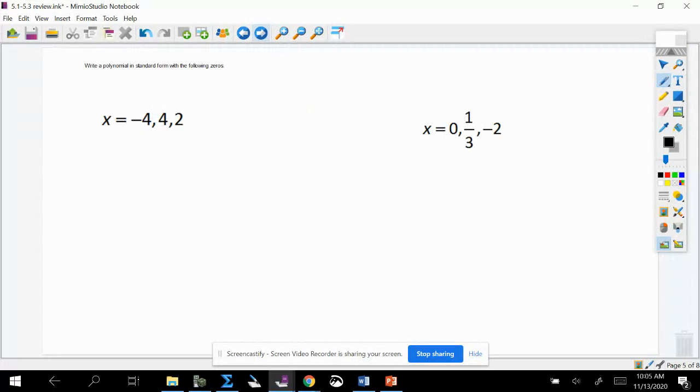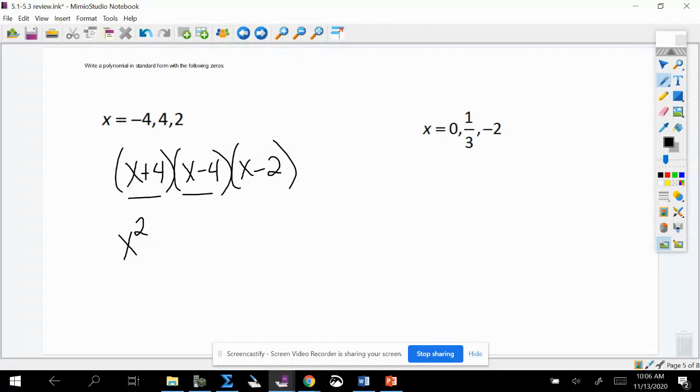5.2, we looked at ones where you would be given the solutions and you had to write the actual equation. So for something like this, you're going to take each solution and write it as a factor that goes with it. So -4 would be x plus 4, 4 would be x minus 4, and 2 would be x minus 2. You need to pick two of them and multiply them together. So I'm going to FOIL the first two because they're going to be the easiest. So x times x is x squared. My outer and my inner will cancel, so I'm going to skip that. I'm going to go right to my 4 times -4, which is -16. So that's the first two foiled together.